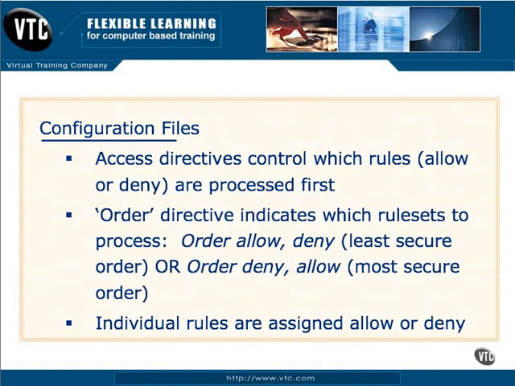Access directives control which rules, allow or deny, are processed first. Let's talk about this a little more. The Order directive indicates which rule sets to process. Order allow,deny is the least secure order, and order deny,allow is the most secure order. Why is this? Well, it's more secure to deny everything and then to allow only the things that you want, rather than to allow everything and deny the things you know you don't want, because you could forget to deny something and that could end up hurting you in the long run. Individual rules are assigned allow or deny.